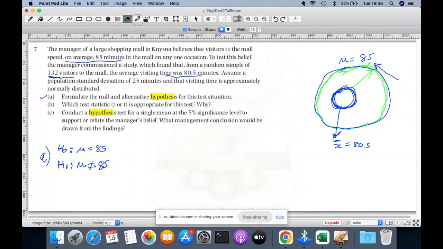All right, let's get back to it. So we're going to use the Z stat. I'm just going to underline it so we know that. All right, so that's question B.